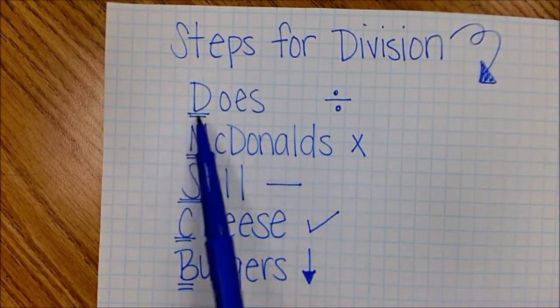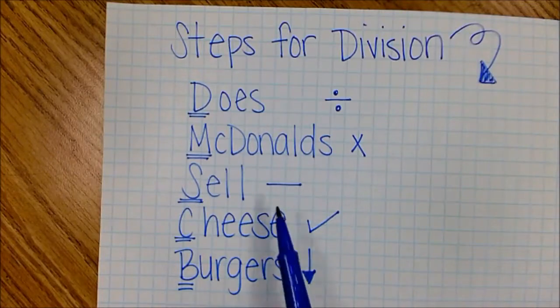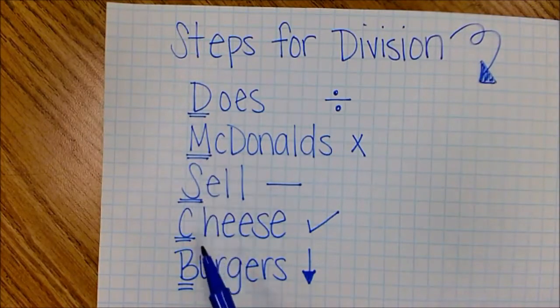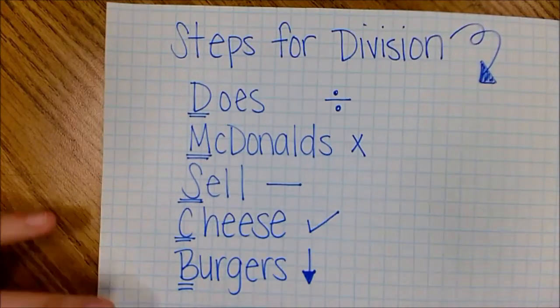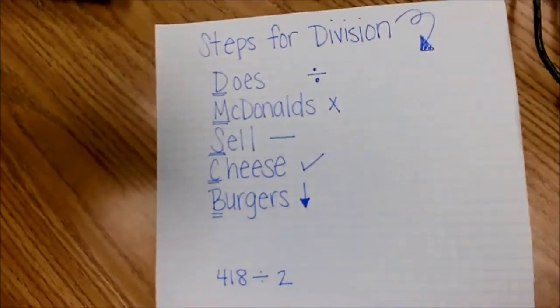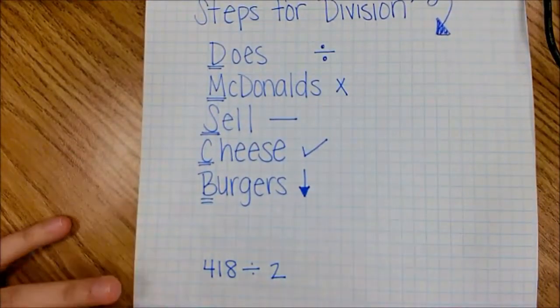So I have this saying, does McDonald's sell cheeseburgers? To help us remember the steps for long division, so the DMSCB. Let's look at one problem to practice these steps. So, if I have the problem, 418 divided by 2.